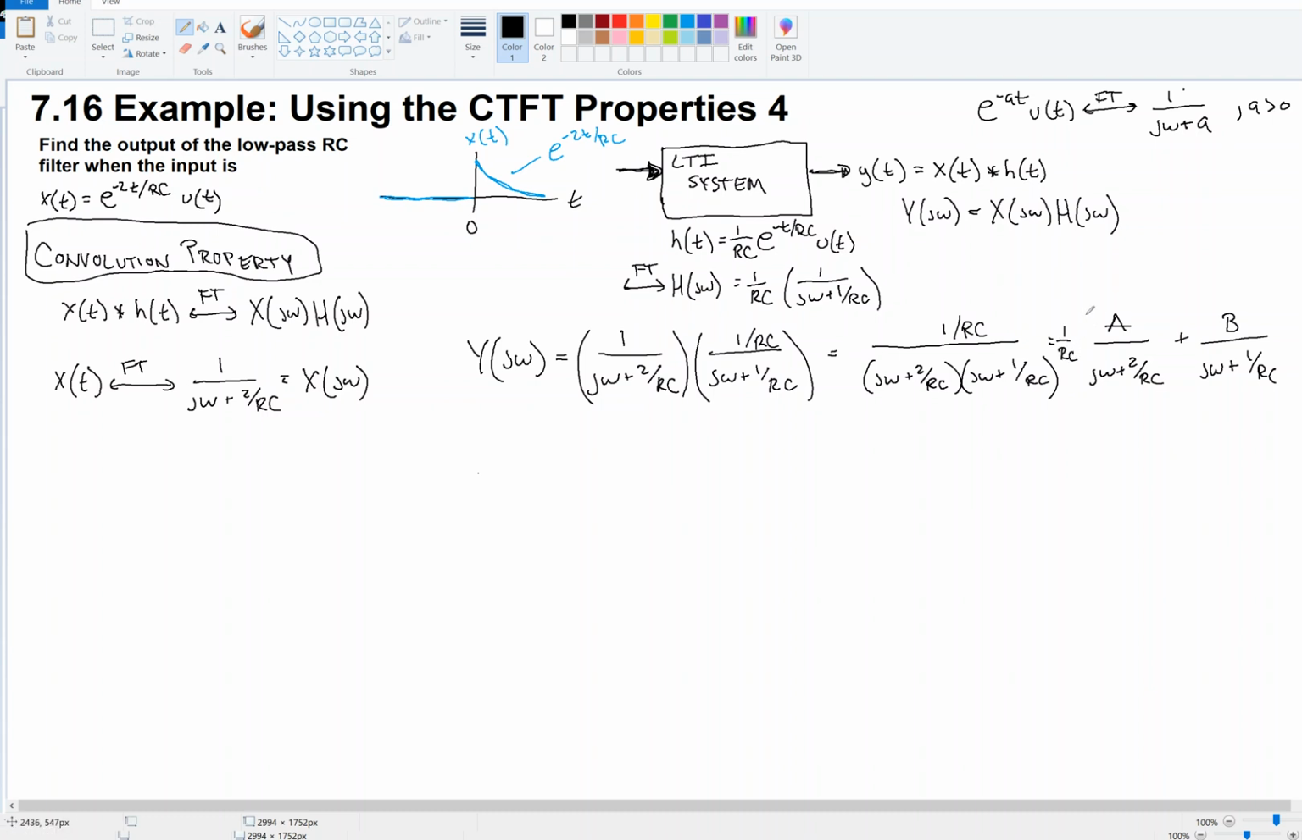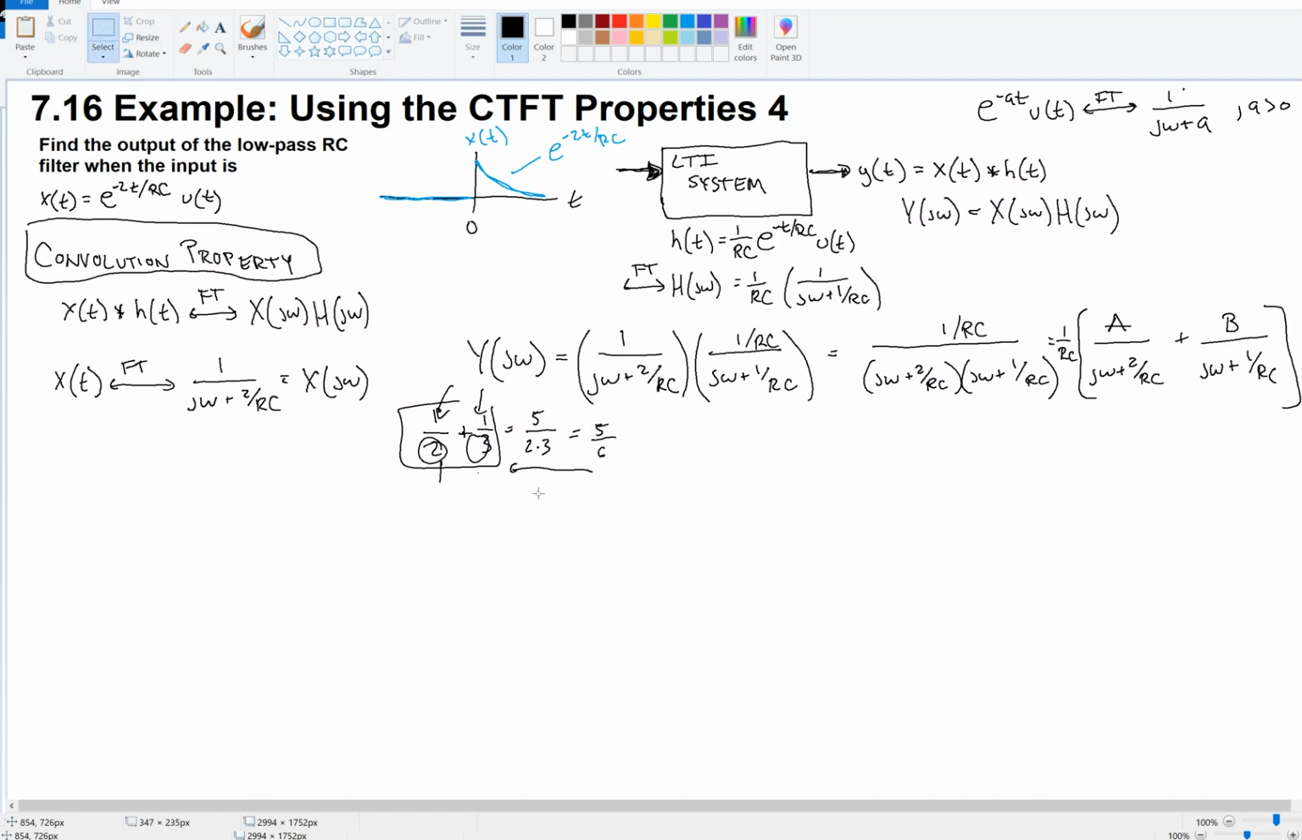1 over RC times this. Okay, so again, I would like to split up those fractions. And usually we go the other way by getting a common denominator. Like if we wanted to add 1/2 plus 1/3, the common denominator here is the multiplication, 2 times 3, and so this would be 3/6 plus 2/6 is 5/6. But we're going the other way now. We're taking the 5/6 and we're breaking it up into its two factors, right? And we need to find these coefficients in the numerator.